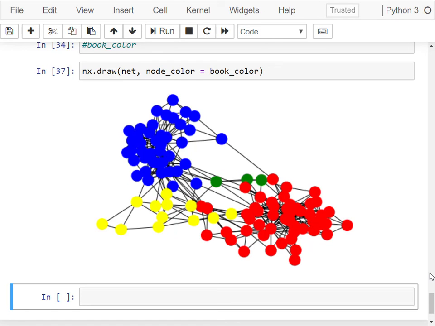So this dataset, which is a purchasing dataset, enabled us, by applying network analysis methods, to uncover the mindset of readers of these books during that time period.